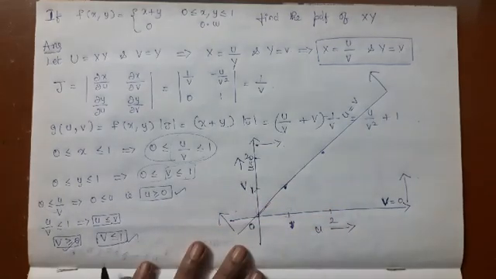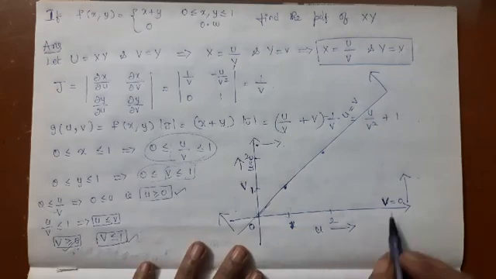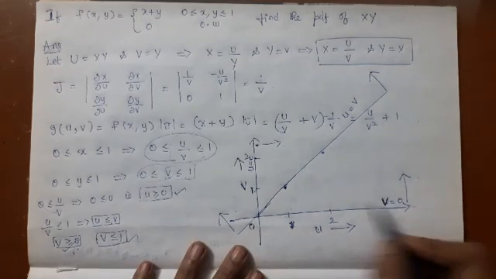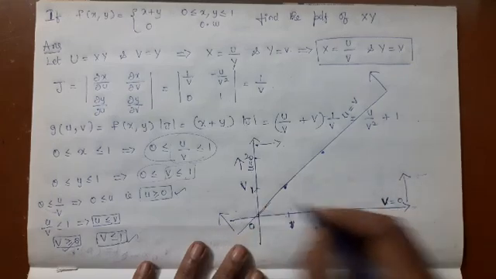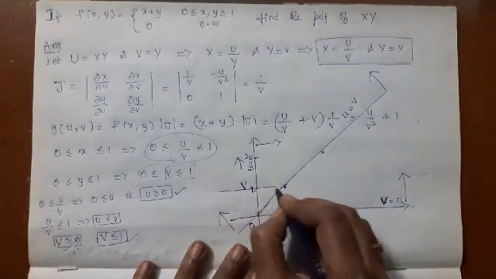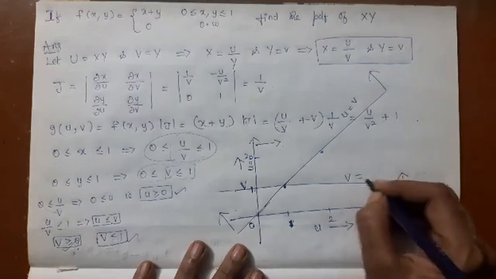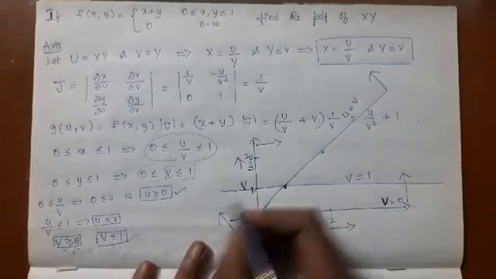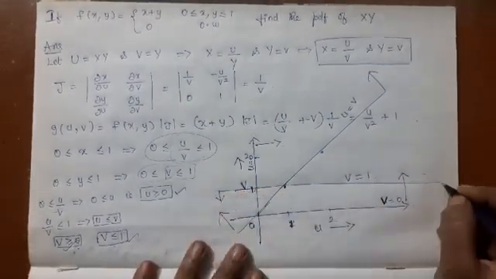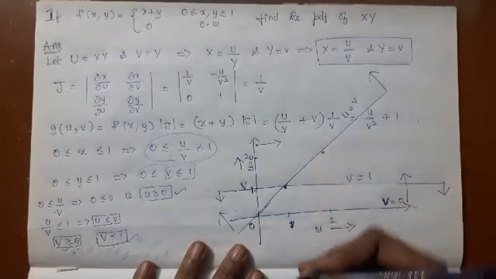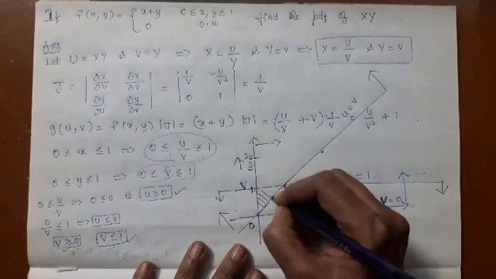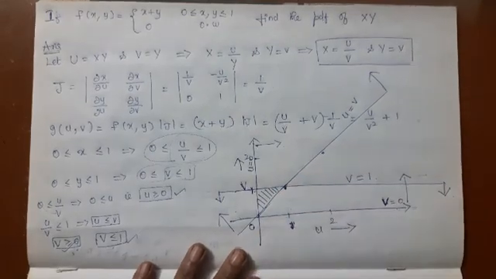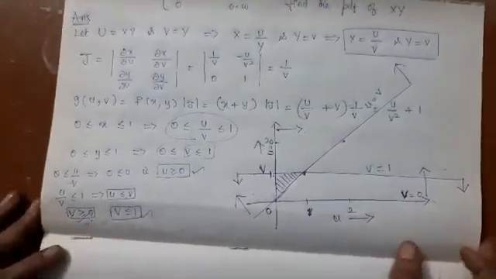Now let us consider the next information. V is equal to 1. V greater than 0 has been considered already. Now v is equal to 1 is this line. This is the line v equal to 0, and on this line v is equal to 1. V should be less than 1 means this is my area. Fine. So this is the region of integration.